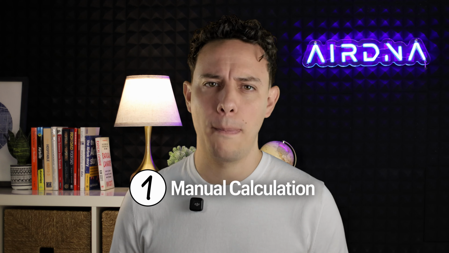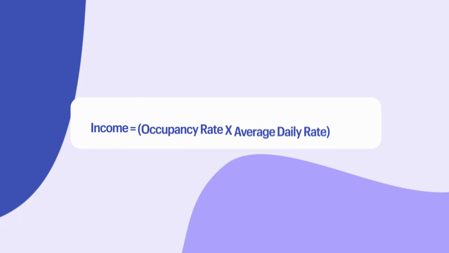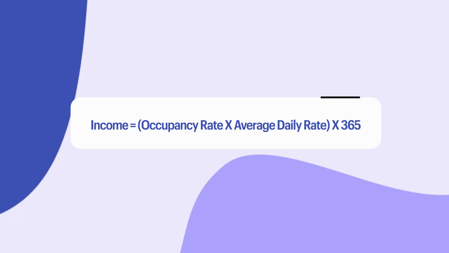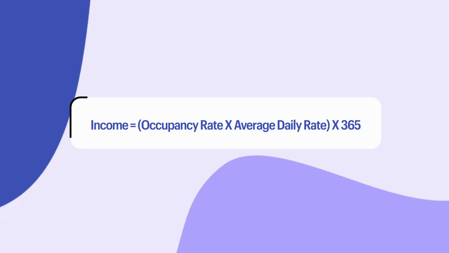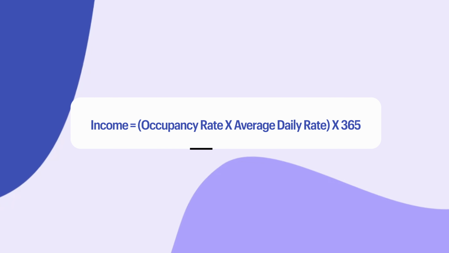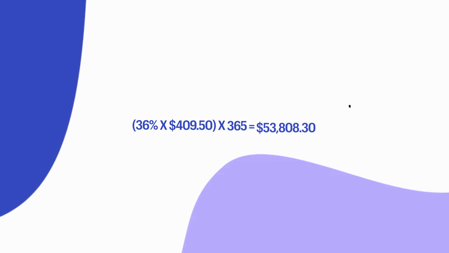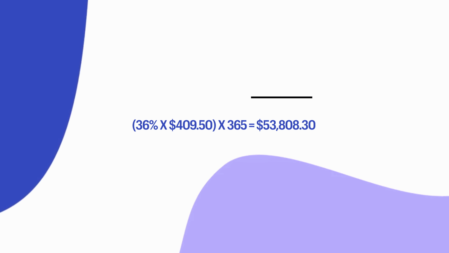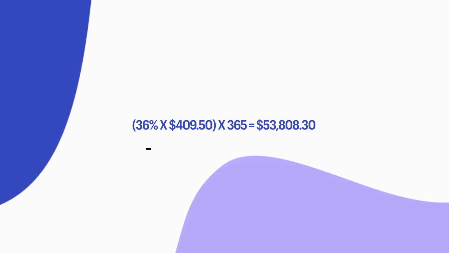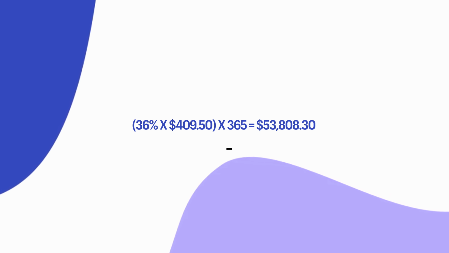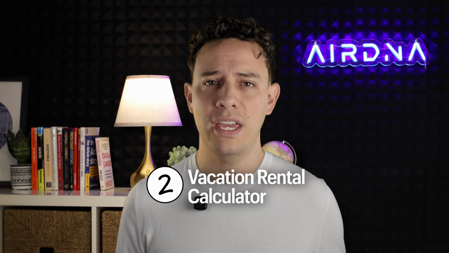Number 1, manual calculation. A simple equation you can use is to multiply the annual occupancy rate by the average daily rate and then multiply that number by 365 days. Or you can adjust the number of days if your property is not available year-round. For example, in Jackson Hole with a 36% occupancy rate and $409.50 ADR, it comes out to $53,808.30 per year.